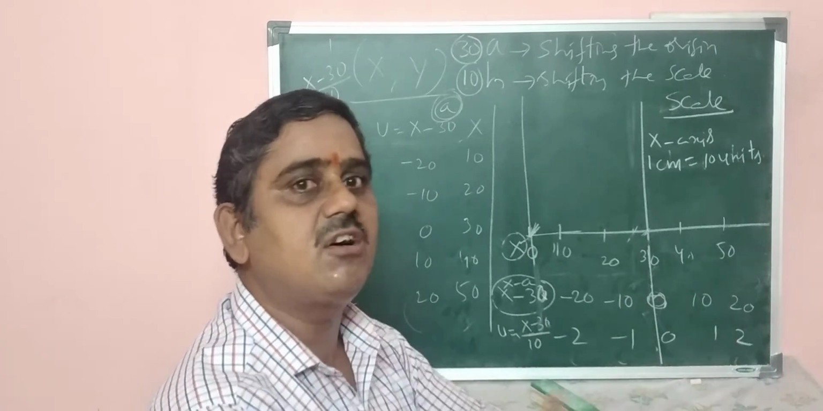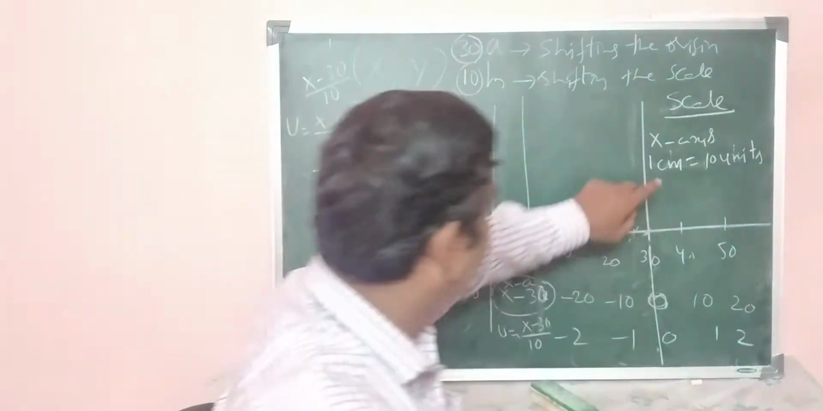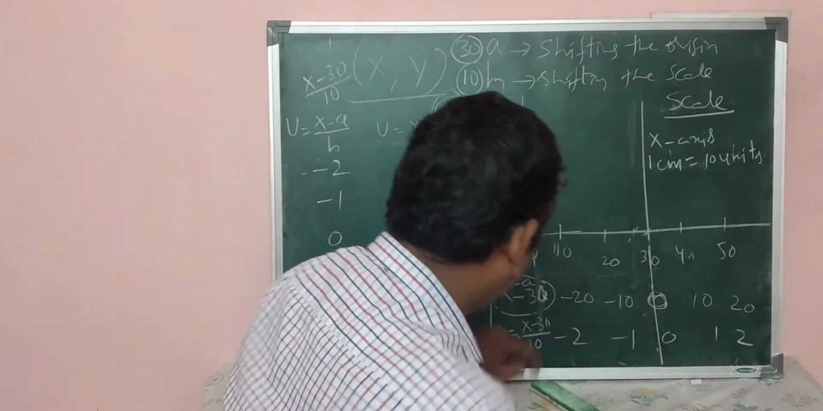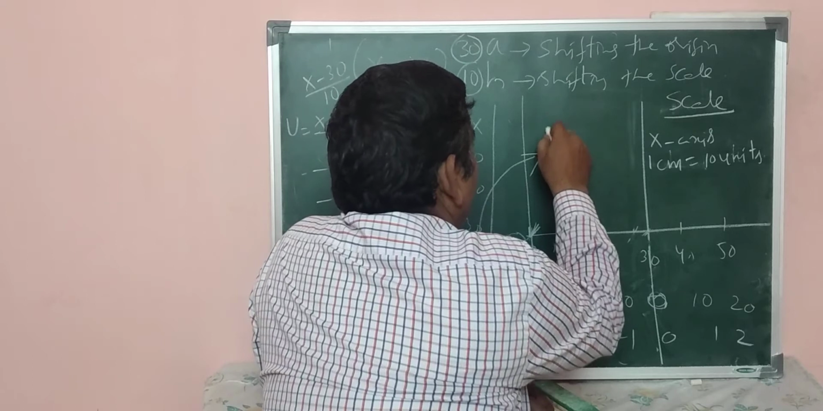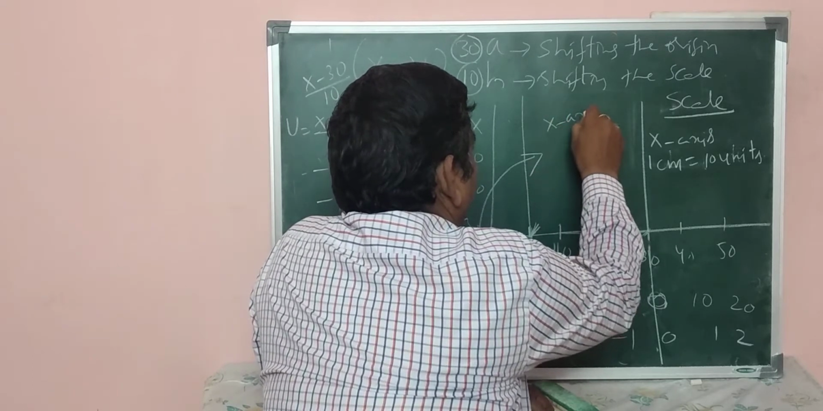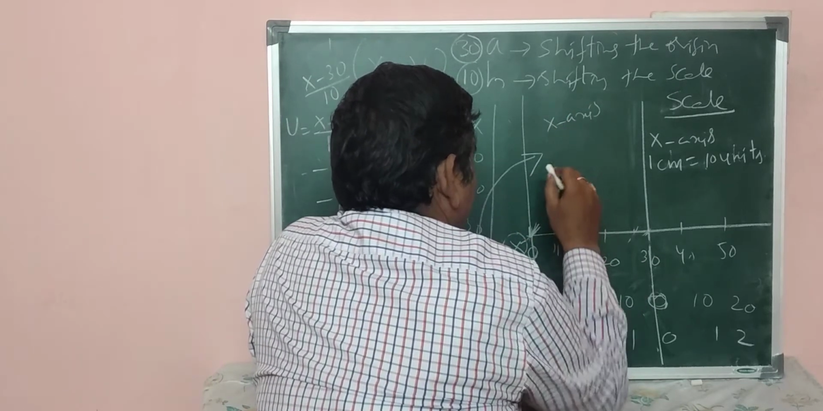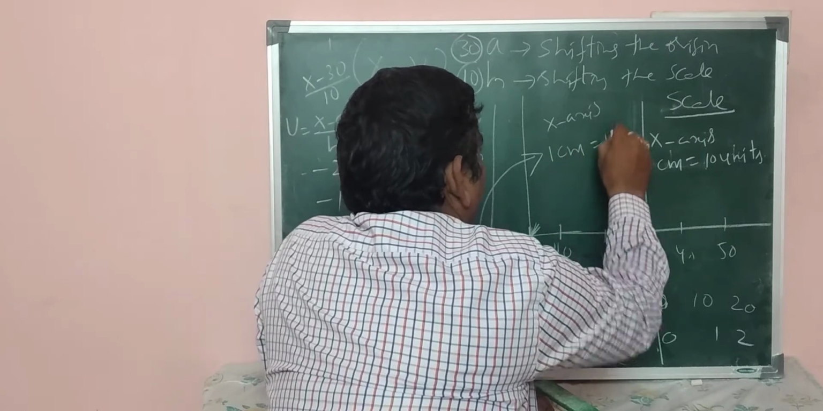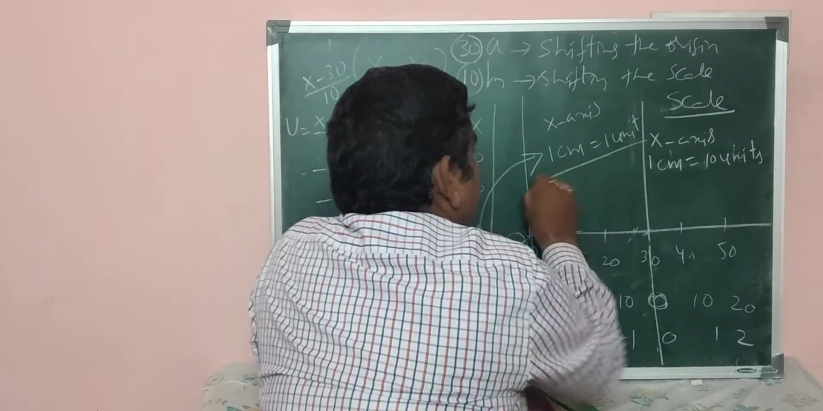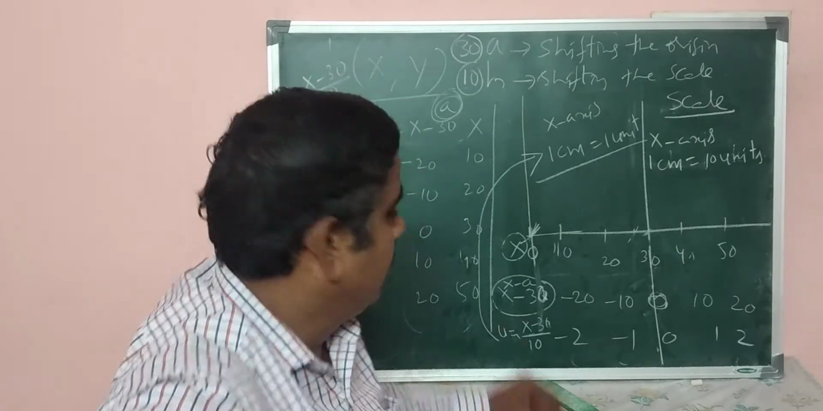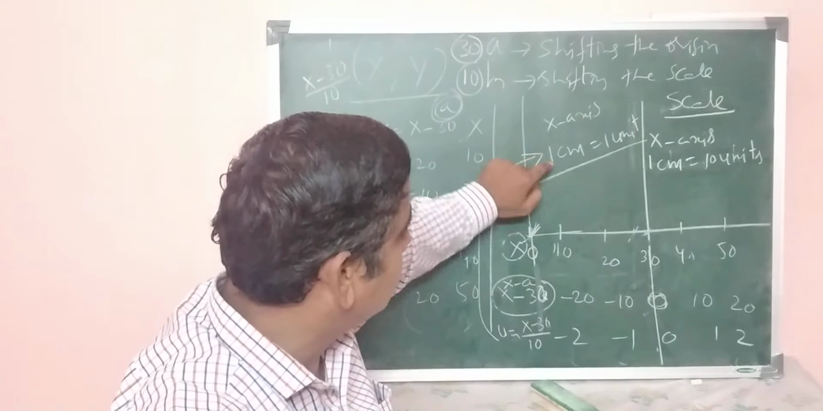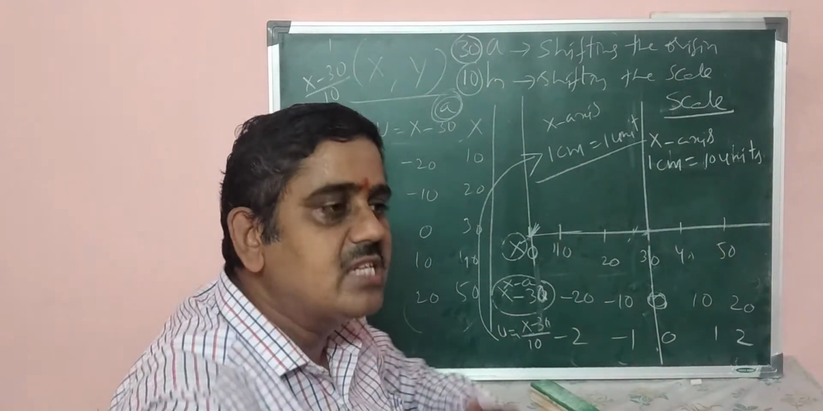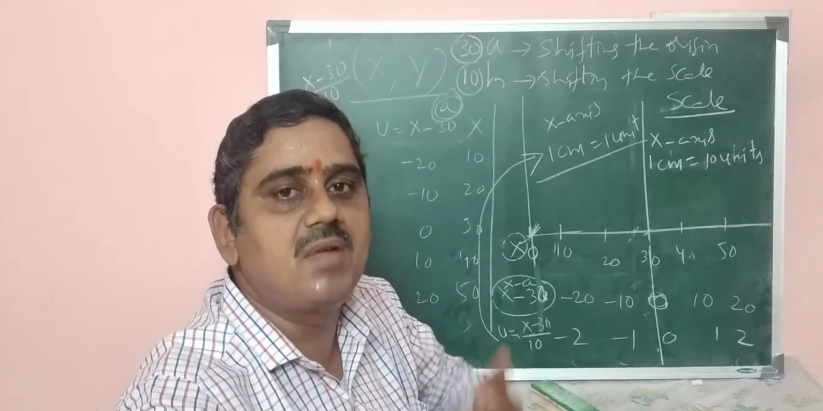This is the meaning. In this case, if we consider the scale on the x-axis, 1 centimeter is equal to 1 unit. So this is the difference. The scale shifted. In this case, the scale is going to be considered on the x-axis, 1 centimeter is equal to 1 unit. This is the concept behind it.